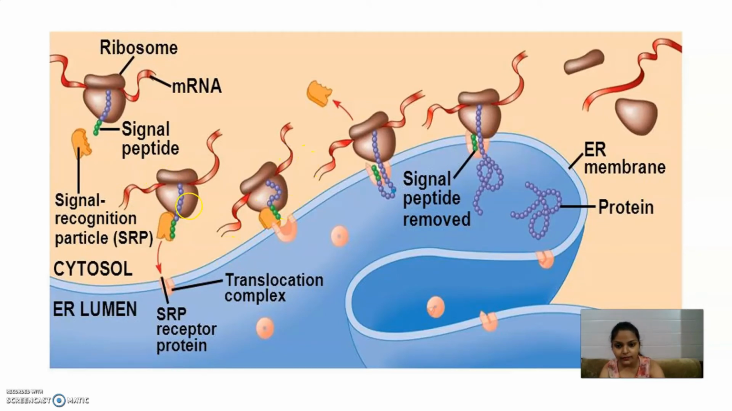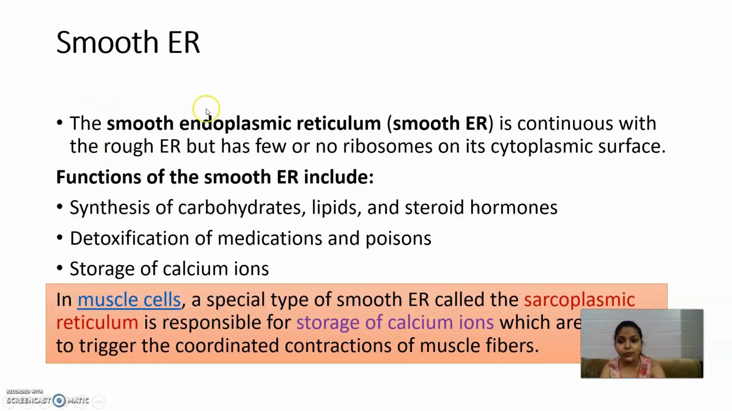You can see here the ribosomes attached to this ER are synthesizing the proteins using the codes of this mRNA, and these proteins are passed into the lumen of the ER, and after that the folding of these proteins takes place, and further you can see the modifications are also taking place. Here is the smooth ER.